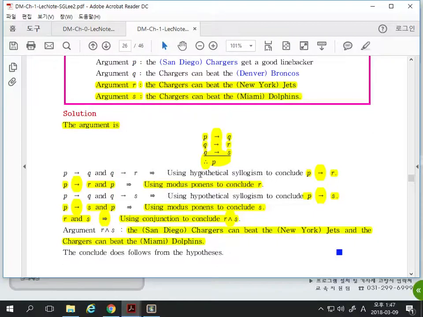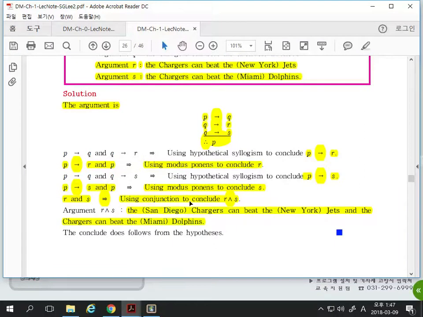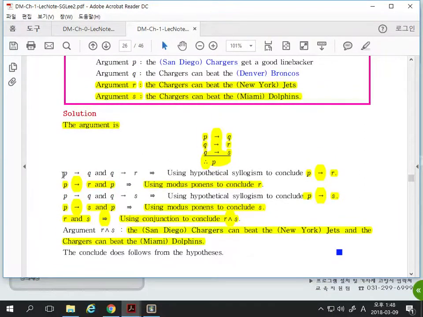If they are all true, then P implies Q and Q implies R mean that P implies R. We have this proposition, and when this is true and we assume P is true, then using modus ponens we conclude R. Since P implies R is true and P is true, R is true. Also, P implies Q and Q implies S, so using hypothetical syllogism we conclude P implies S. So we also have S as well.